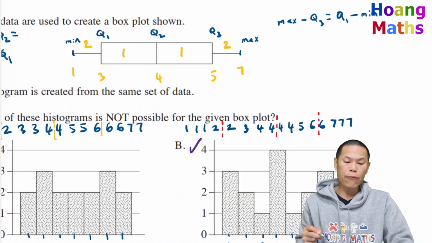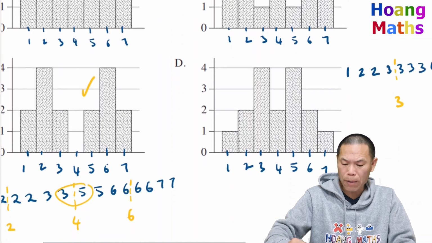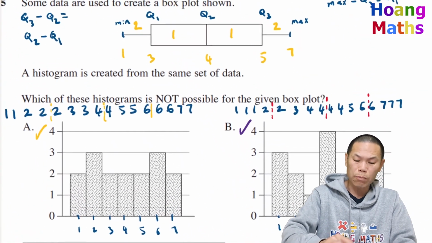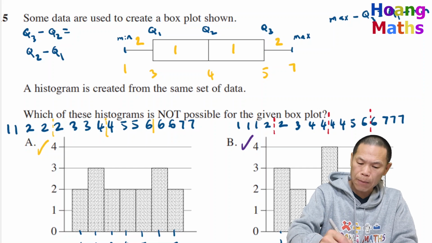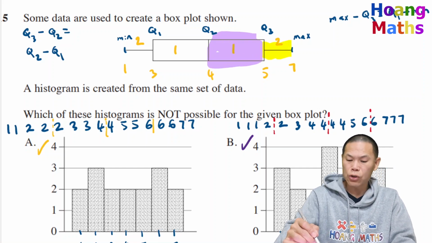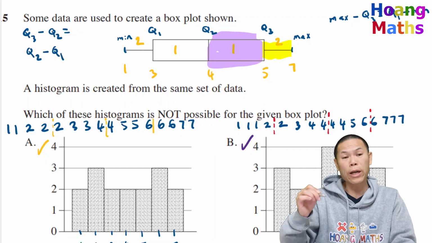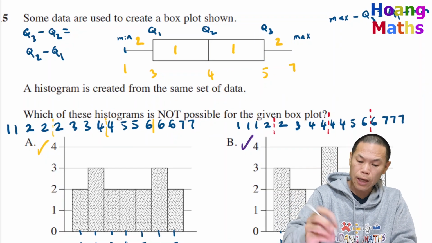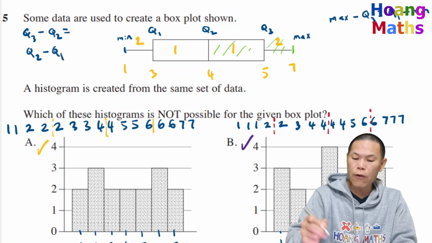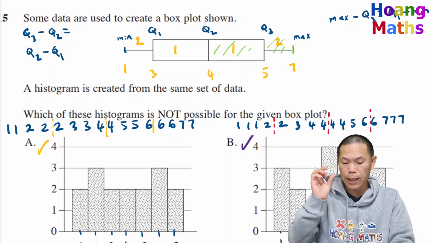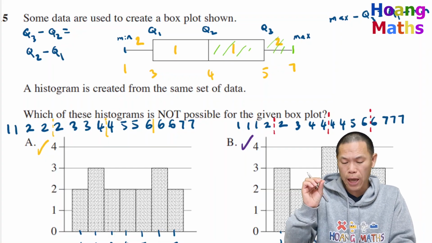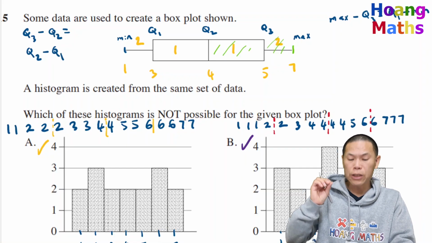So therefore, the histogram for part D does not reflect on the box and whisker plot, because this gap here is much larger than this gap. It should be 2 and 1, not 1 and 2, because this gap has only 1 and this one is 2. So therefore it cannot be. The gap Q3 minus Q2 is much larger than maximum minus Q3.